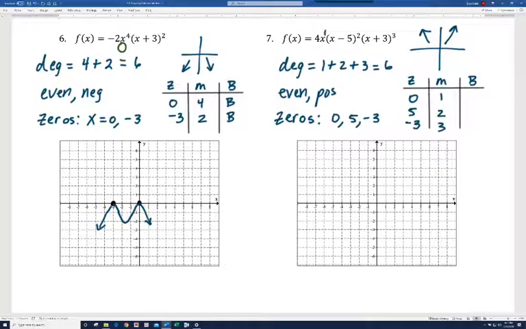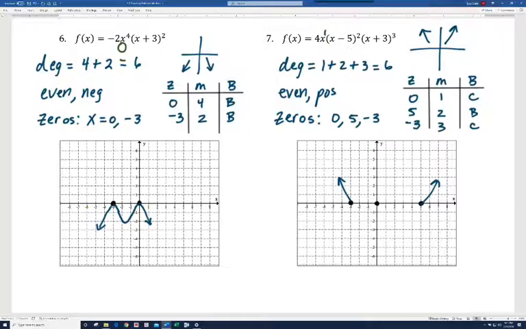And so if our multiplicity is 1, we're going to cross. When we have a multiplicity of 2, we're going to bounce. Multiplicity of 3, so we're odd again, we'll cross. So again, if it's an even number, we know we're going to bounce. If our multiplicity is odd, we're going to cross. So let's go ahead and put in our points and our end behavior.